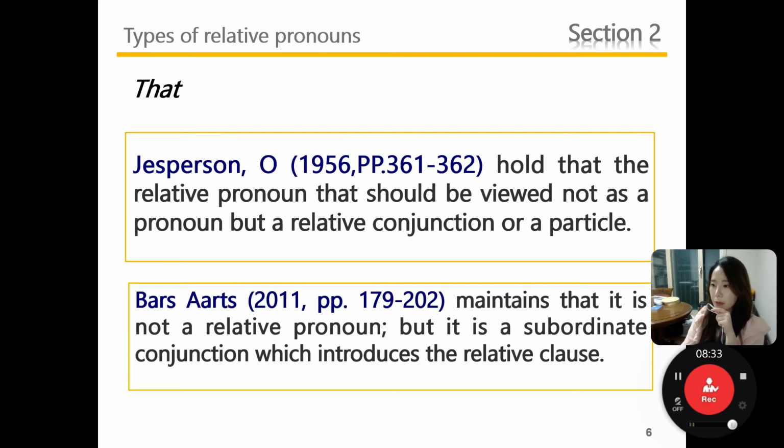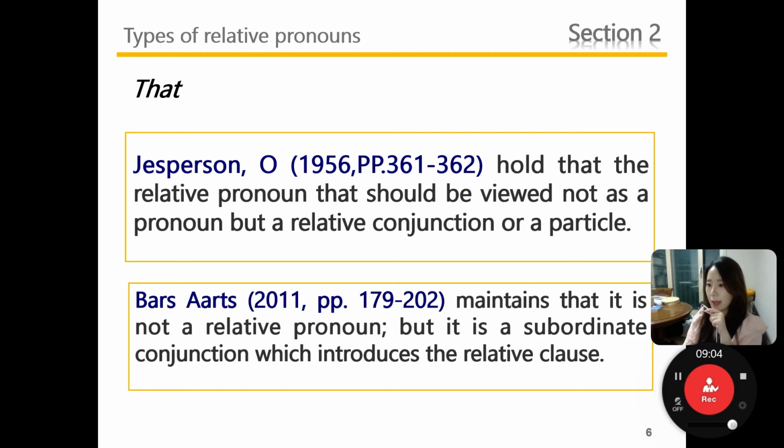Jespersen held that the relative pronoun that should be viewed not as a pronoun but as a relative conjunction or a particle. This is because that does not have a plural form as other pronouns do, and it does not allow a preposition before it. That is the theory on the relative pronoun that suggested by Jespersen. Let us look into other theories as well.